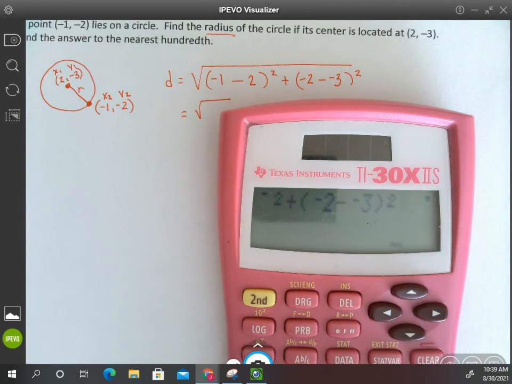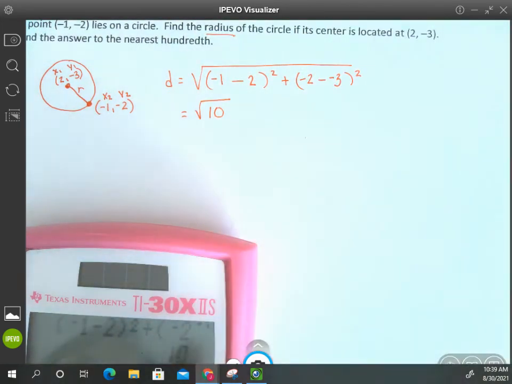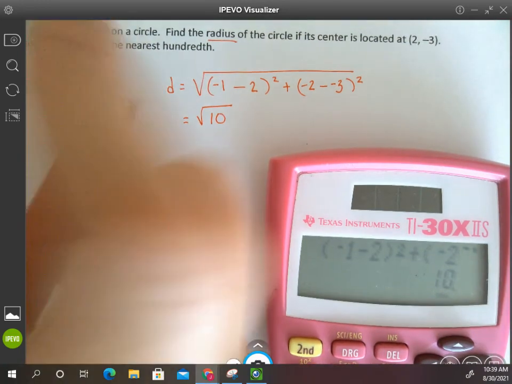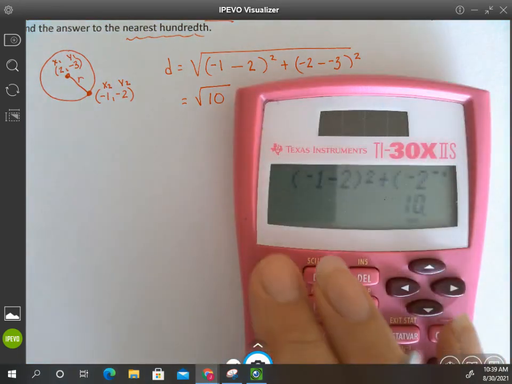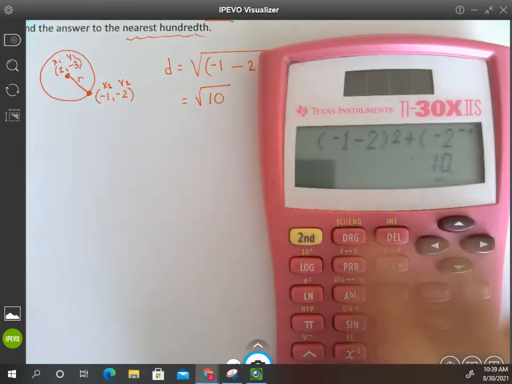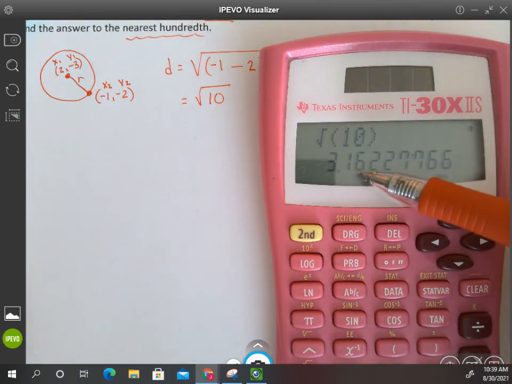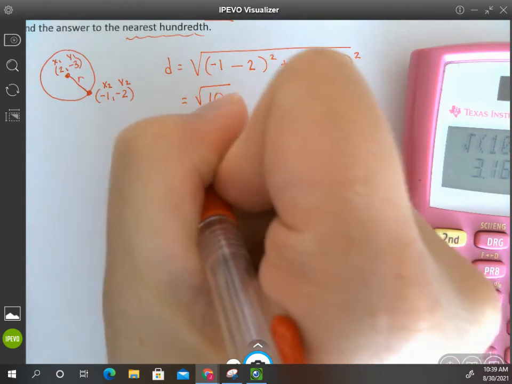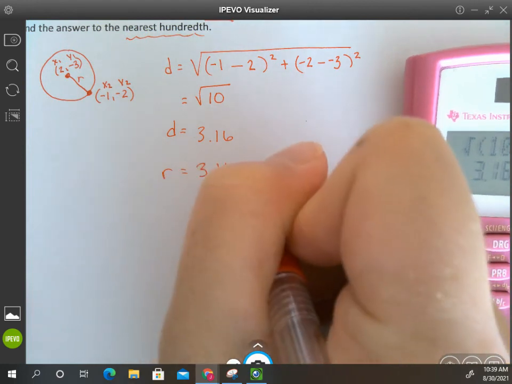All right, anybody have it? What we get? 10. Yeah, it should be 10. Okay, now it says round to the nearest hundredth. Notice the directions were a little different there. So that's 2 decimal places. So now square root of 9 is 3, right? So square root of 10 should be close. Square root of 10, 3 point what? Nearest hundredth. 3.162, so the 6 would stay because 2 would drop off, right? Nearest hundredth. So the distance, or the radius, is 3.16. The radius is 3.16 units.